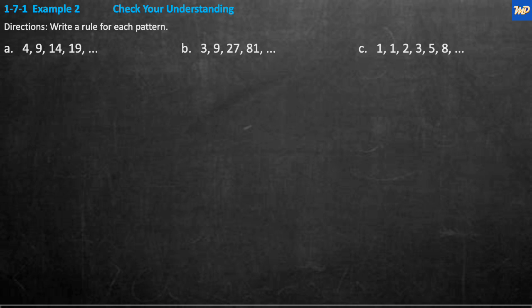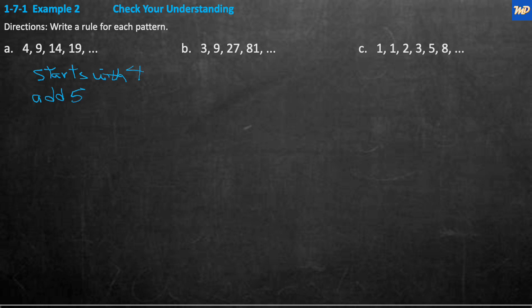Okay, example 2. Check your understanding. Directions. Write a rule for each pattern. Well, let's start with A here. So what is our rule? Based on the previous slide, we're going to say the rule is that it starts with 4. Then what does it do next? If we go from 4 to 9, 9 to 14, we're adding 5. So we're going to add 5.